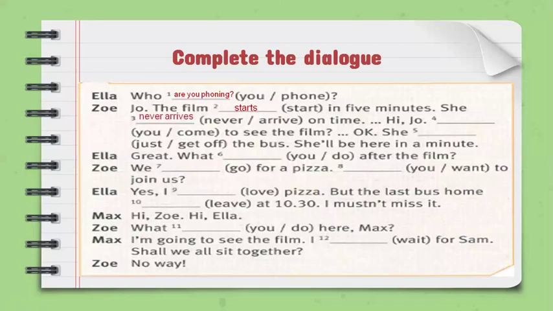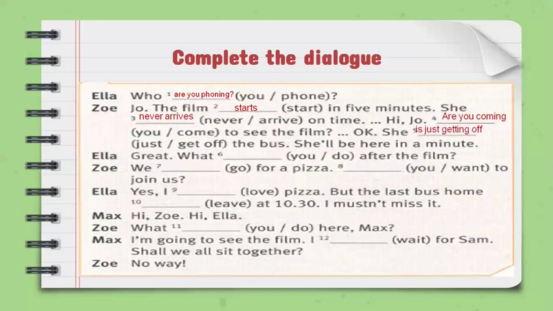She never arrives on time. This is a habit of Joe's, that she never arrives. It happened many times that she was late, which is why we put this in simple. Hi, Joe. Are you coming to see the film? Now here we have present continuous because we are talking about a close future. She's asking the question about her future plans, but it's still talking about future plans, close future plans.